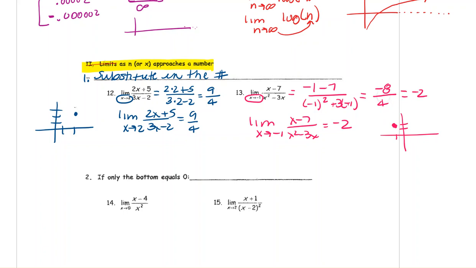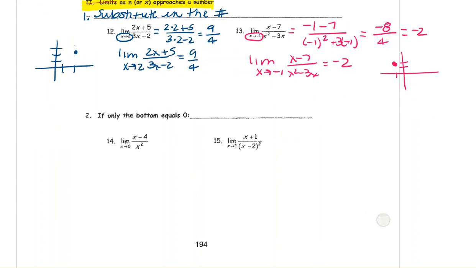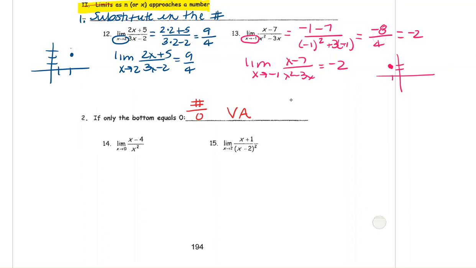Okay. Case number 2 is if when you plug in that number, you end up with a number over 0. Okay. So if you end up with a number over 0, that means you have a vertical asymptote. And if you just think about that graphically, when you have a vertical asymptote, I'm just going to make a random vertical asymptote. As I approach a vertical asymptote, I'm either going straight down or I'm going straight up. So anytime you get a number over 0, that means there's a vertical asymptote, which means your limit has 3 possible answers: infinity, negative infinity, or does not exist.